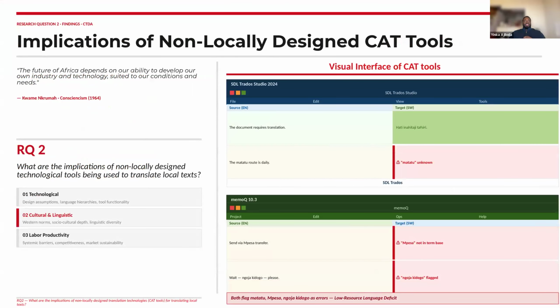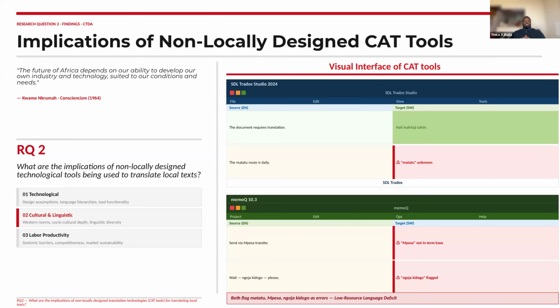Now, moving on to my second question, looking at the implications of non-locally designed CAT tools. I employed a mixed method design, combining a survey and follow-up interviews as well. I worked with 13 Kenyan translators who regularly use CAT tools in their work. The choice of the survey was to provide more breadth, by identifying the general patterns of CAT tool use by translators. And the follow-up interviews helped me dig deeper into the context they were talking about.